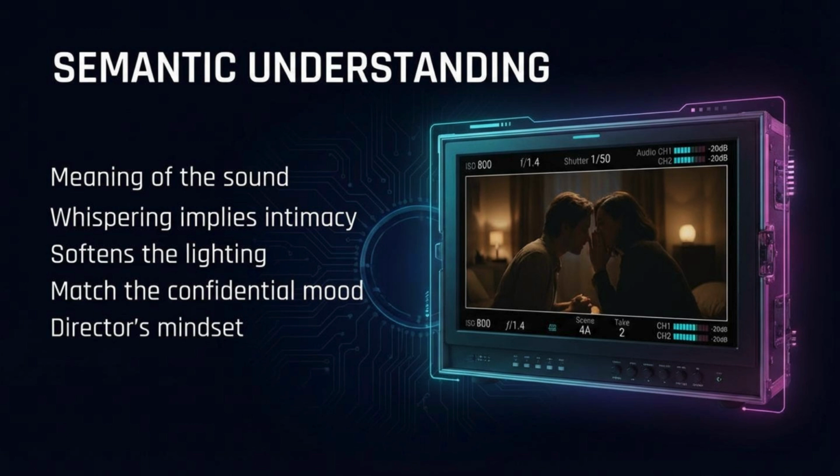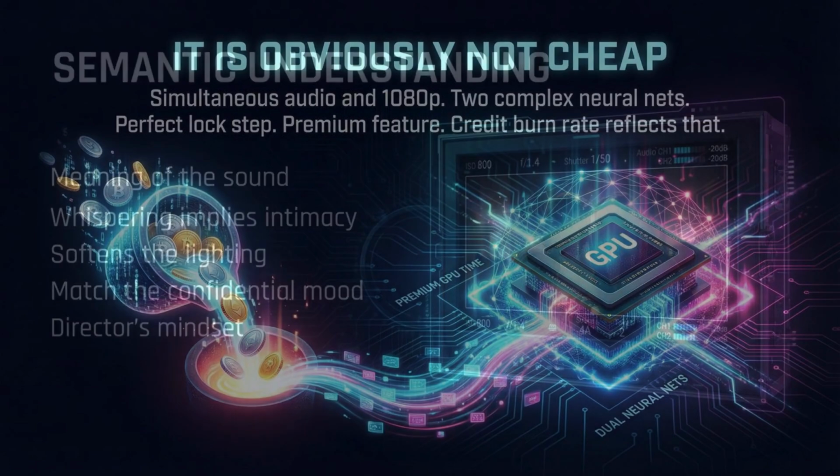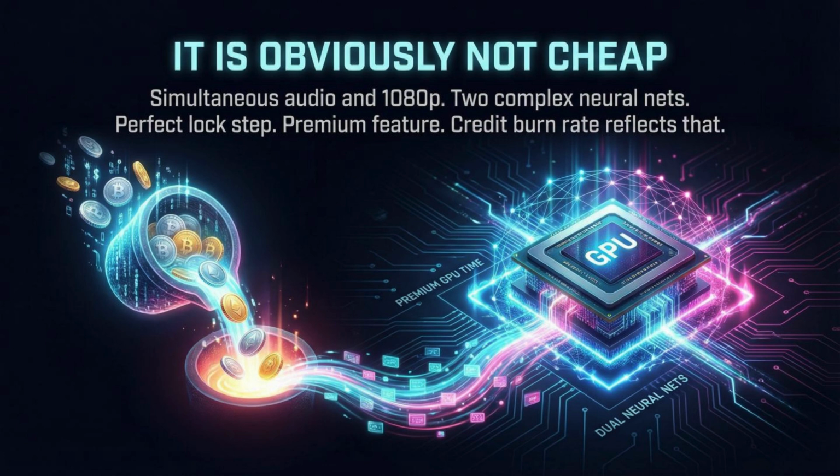Before we get into mastering the prompt, we have to talk about the reality check, the compute. Yeah. Power like this, with simultaneous audio and 1080p, it's obviously not cheap. No, we have to be transparent about the cost. This process requires significantly more GPU inference time. You're basically running two complex neural nets in perfect lockstep. It's a premium feature, and the credit burn rate reflects that.